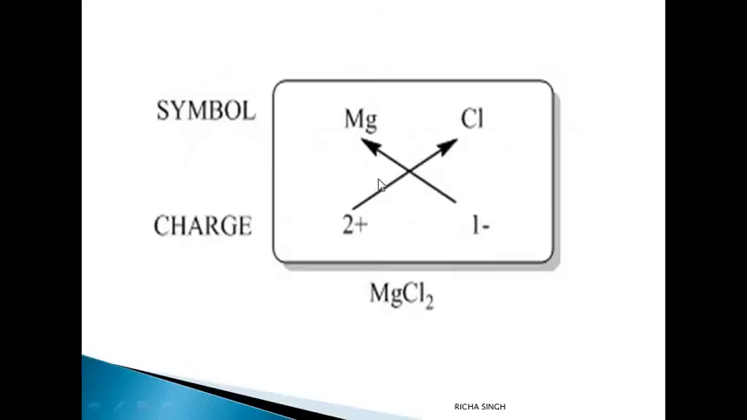Again MgCl2, that is magnesium chloride. How are you going to write the formula? Mg, you know the valency of magnesium is +2, Cl is -1. Then again the same process will be applied, interchange of valency. So the 1 from Cl will go with Mg and the 2 from Mg will go with Cl. So the formula will be MgCl2. 1 we are not writing here, we consider from 2 onwards.